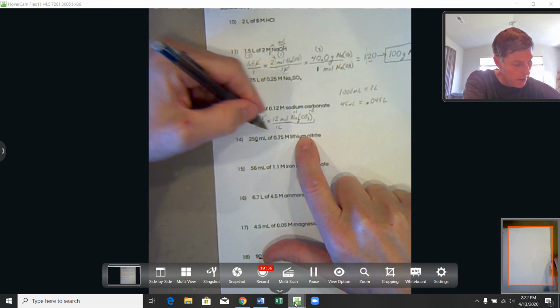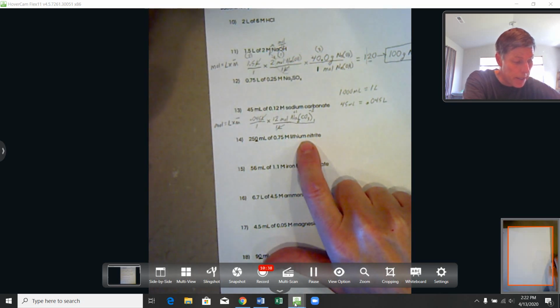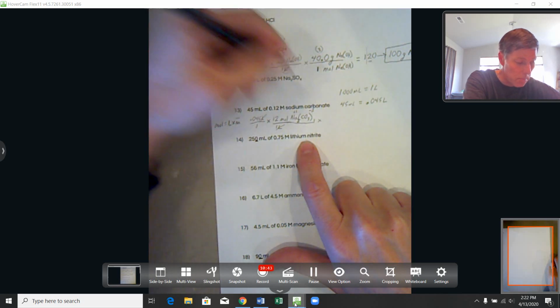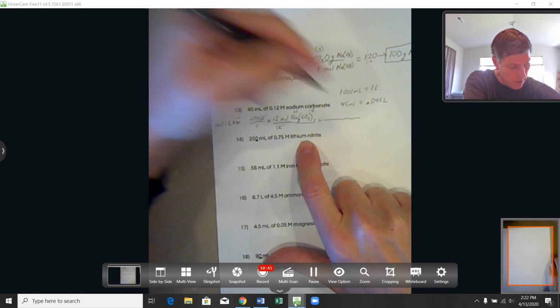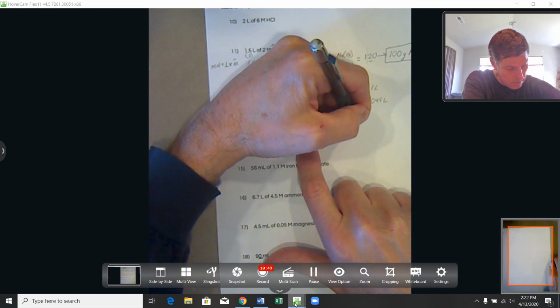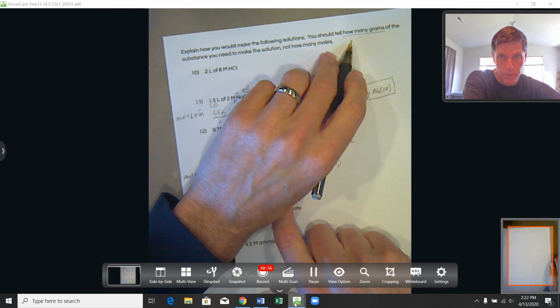Okay. Liters are gone. Now I need to get into moles. Or I'm sorry, we've got to get into grams from moles. So moles are going to go on the bottom because they've got to cross cancel. The thing you're looking for goes up top, and once again, we're looking for grams.